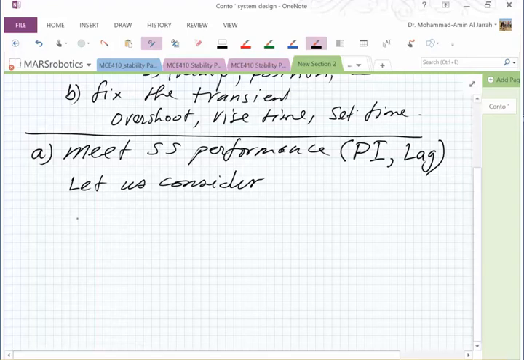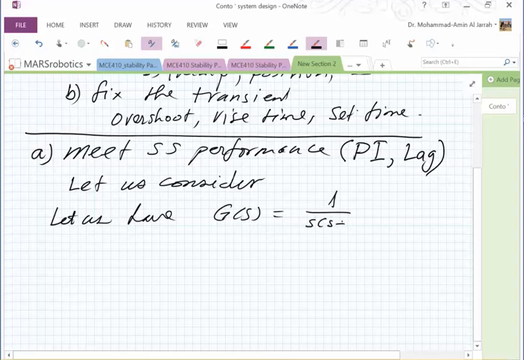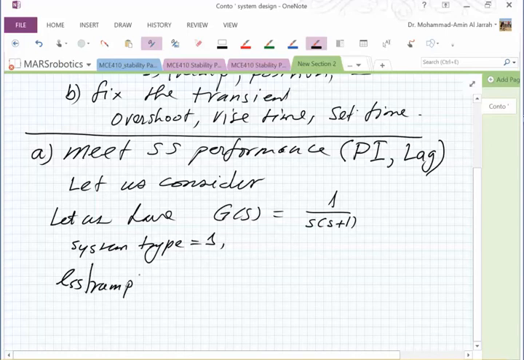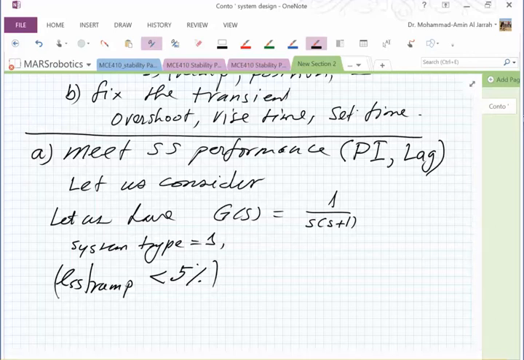So suppose we have the following system: G of S equals 1 over S times S plus 1. Clear, right? What is the type of this system? It is a type 1 system, system type equals 1. The customer comes to you and he wants the steady state error to a ramp to be less than 5%. So he has a ramp of velocity input basically, and he wants the velocity error to be less than 5%.